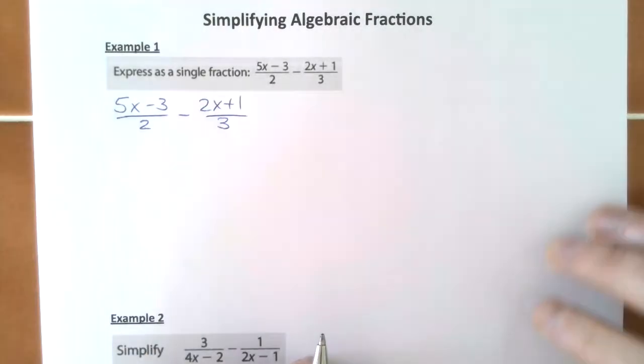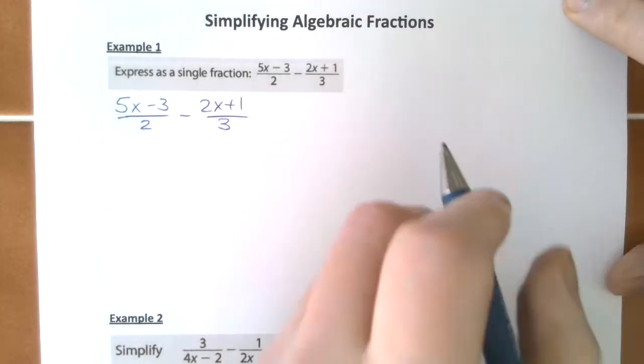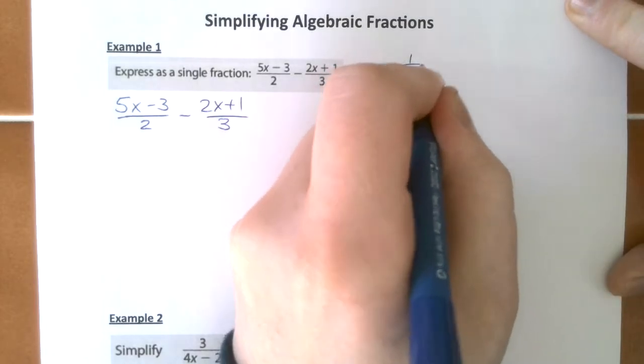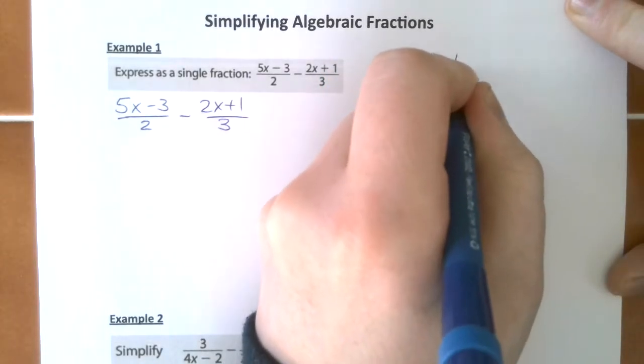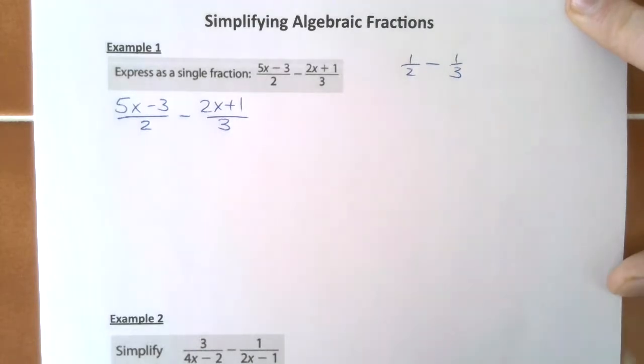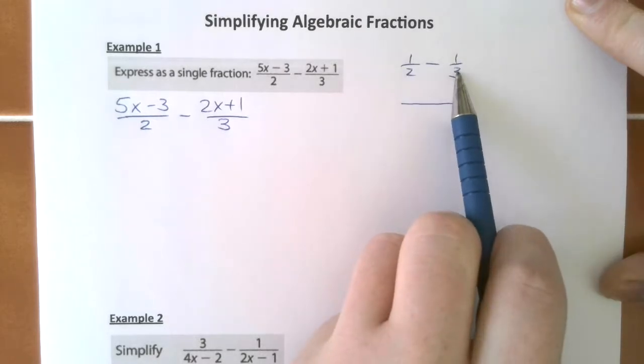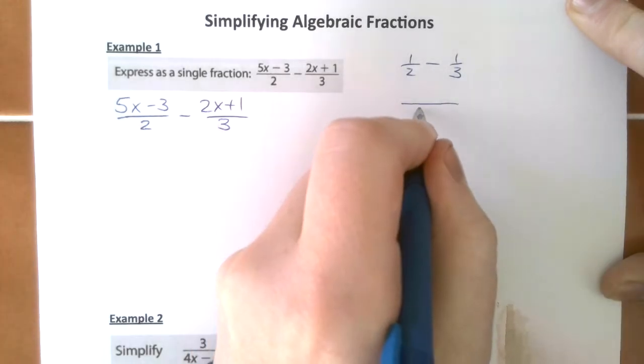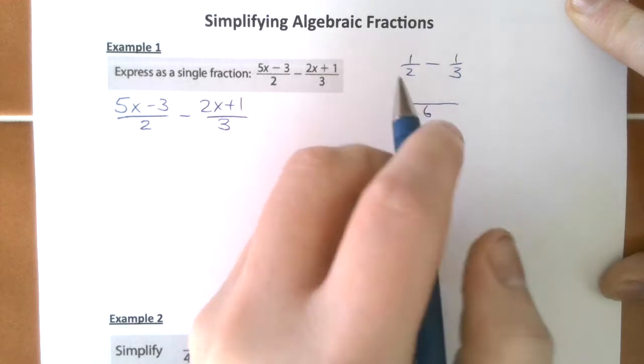in first year. Fractions without algebra. So we'll just think of one over here. If we had a half minus a third, how would we work that out? First of all, we find our lowest common denominator. In order to find our lowest common denominator, we multiply the two numbers in the bottom. So it's going to be 2 by 3, which is 6.